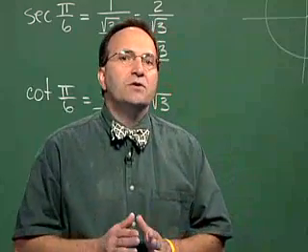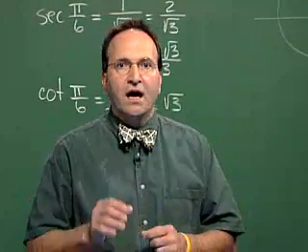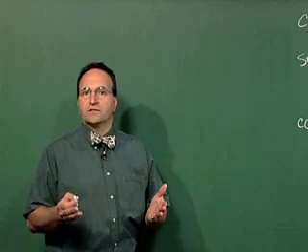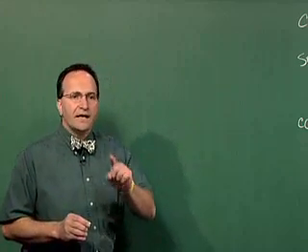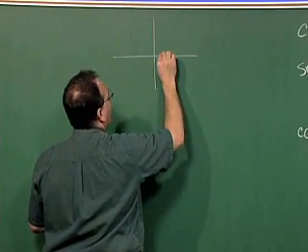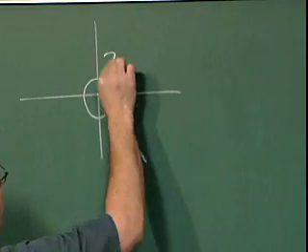Okay, now what I want to do is use the unit circle in the next example to find the 6 circular functions of the given angles. Use the unit circle to find the exact values of cosine 7 pi over 4, sine 7 pi over 4, and tangent of negative 5 pi over 3. Let's apply the circular functions to solve this particular problem. So what I want to do then is start by drawing 7 pi over 4. So that's a positive angle, and 7 pi over 4 lands me here.